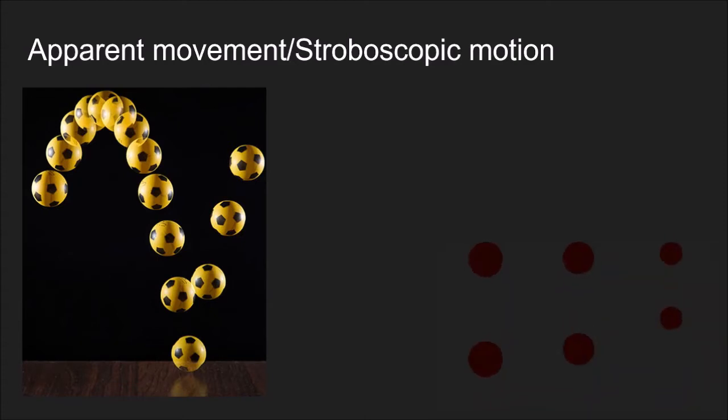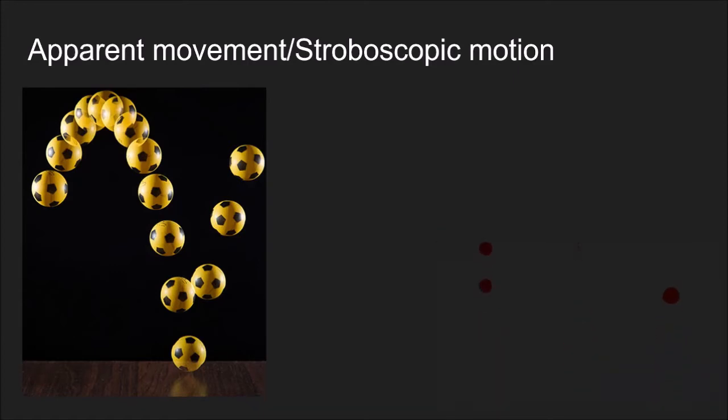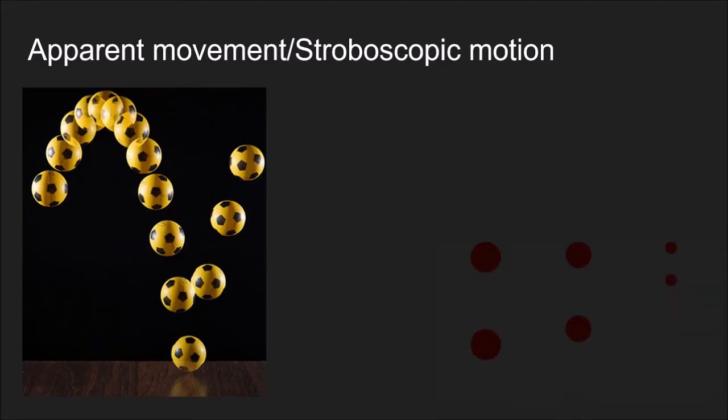Apparent movement or stroboscopic motion, first given by Gestalt theorist Wertheimer in 1912. In this phenomenon, when stationary stimuli are presented in succession, they are perceived in motion. The illusion of motion occurs when a stationary object is first seen briefly in one location and, following a short interval, is seen in another location. This phenomenon is used to explain movement perception in videos.